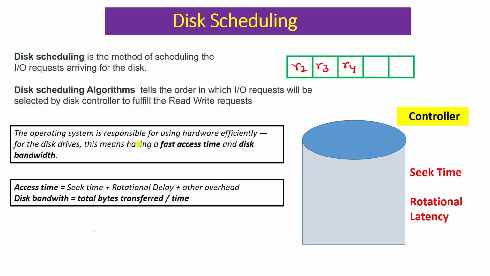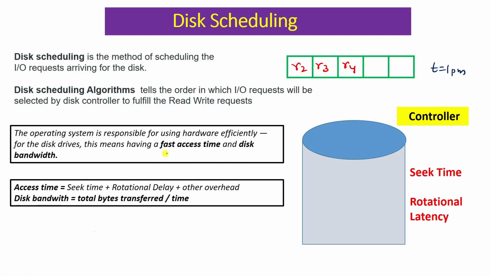As we know, the operating system is responsible for using the hardware, right? The operating system is the interface between the user and the hardware, and its role is to use the hardware in an efficient manner. If we are talking about the hard disk, this means that data from the hard disk should be transferred back to the operating system in a very fast manner. That means, let's say at t equal to 1 p.m., this R2 request came, then in a very short span of time the data should be read or written from the hard disk and transferred back to the OS. And you can say the bandwidth of the disk should be higher.